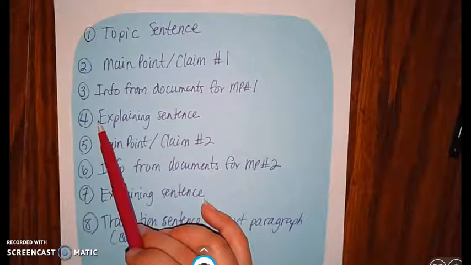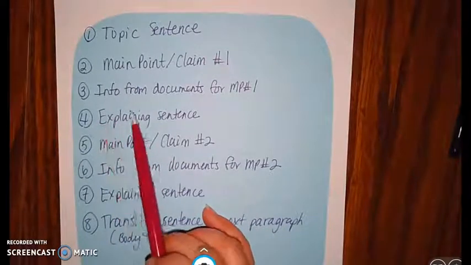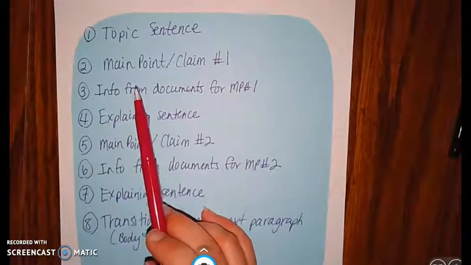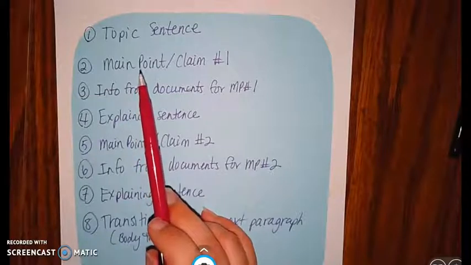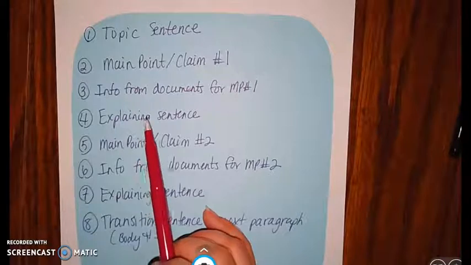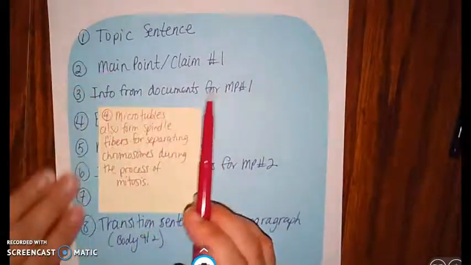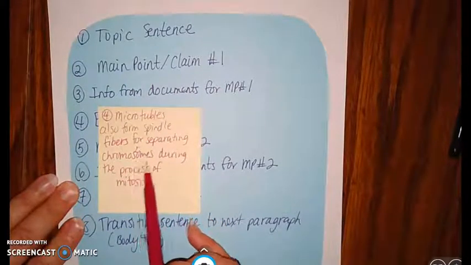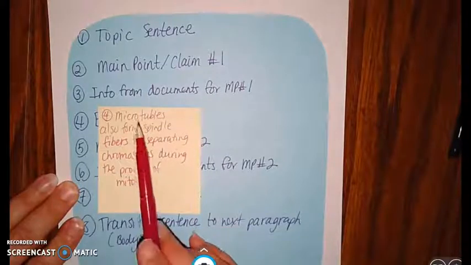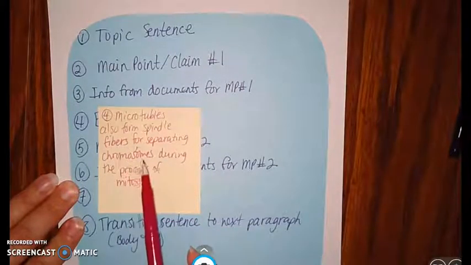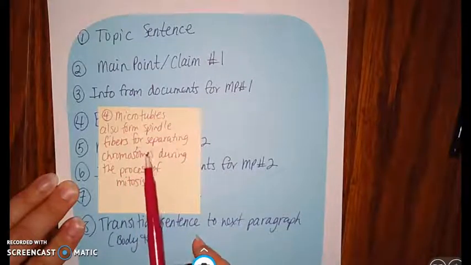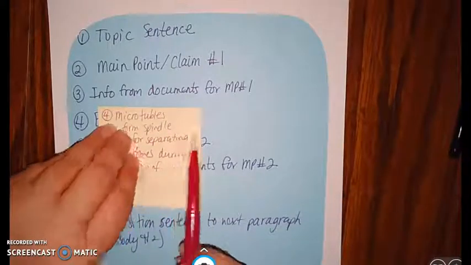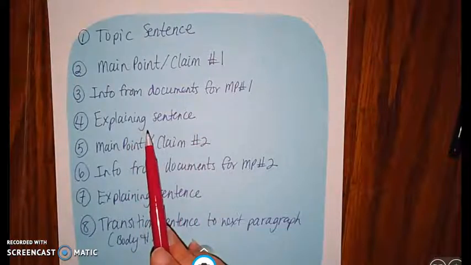Now the next sentence, sentence 4, is where a lot of us skip this step. And like I said, this can be the difference between passing and failing Gateway. So it's super important. We're going to explain why this piece of information from the documents helps prove the claim that we made here. So our next sentence, sentence 4, says, microtubules also form spindle fibers for separating chromosomes during the process of mitosis. So we're not just talking about what a microtubule looks like, but now we're explaining that their function in the cell is to help in the process of mitosis by creating these fibers. That's a good explaining sentence.